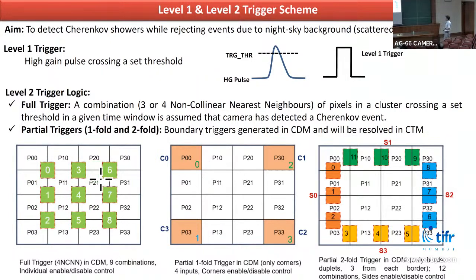this pixel cluster module. Now, because all these pixel cluster modules are adjacent to each other, there may be some cases where some of the pixels are on the boundaries. So here partial 1-fold triggers are generated at the corners, and similarly partial 2-fold triggers, where duplets of the pixels are considered for generating the full trigger signal. All these partial trigger signals are resolved in the control and trigger module of the camera.